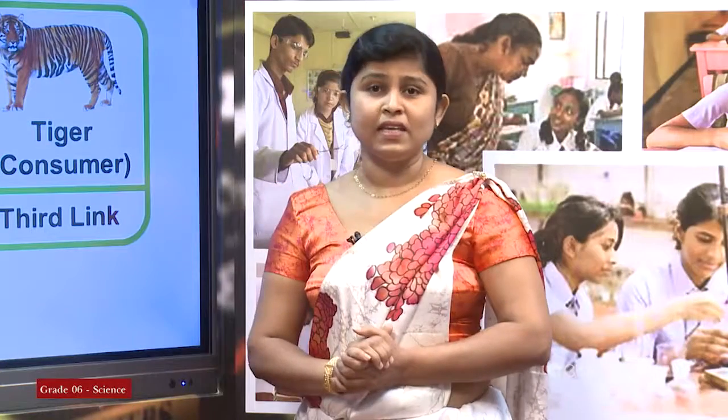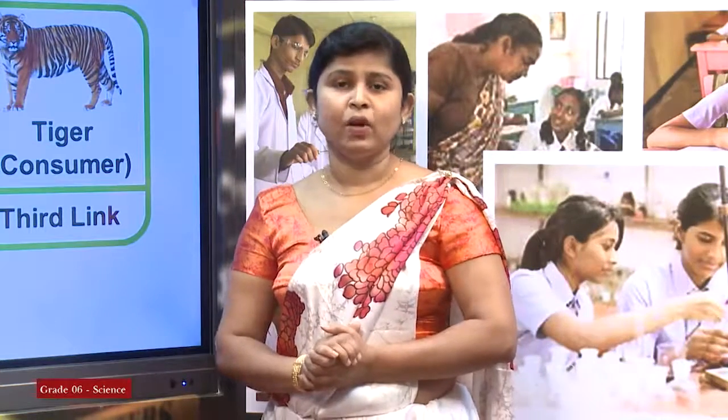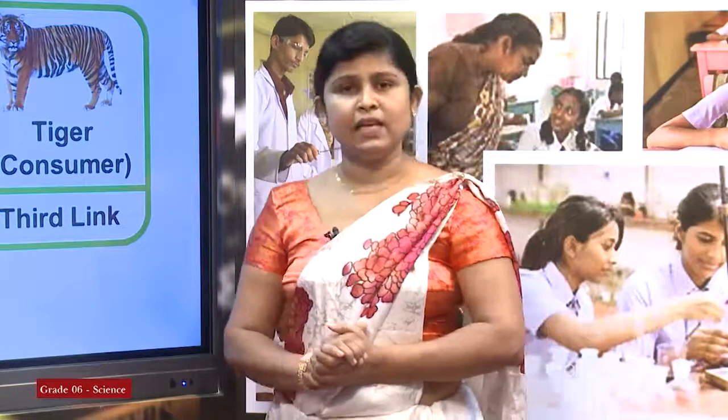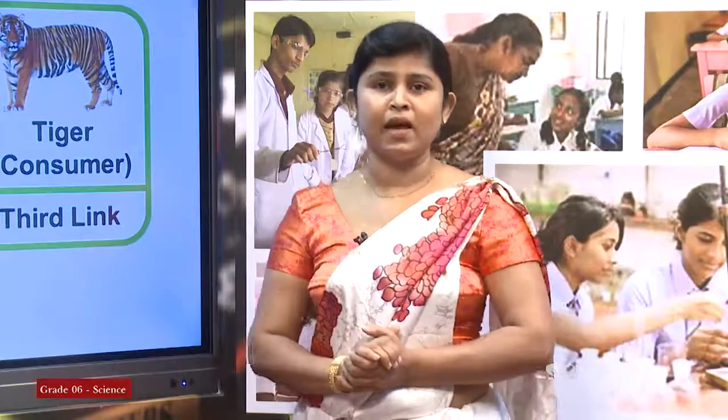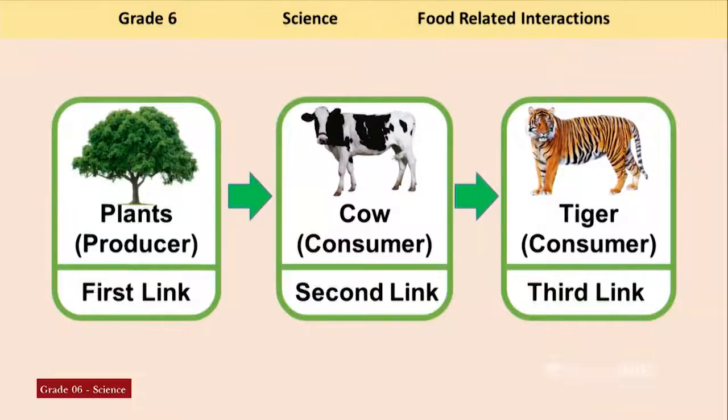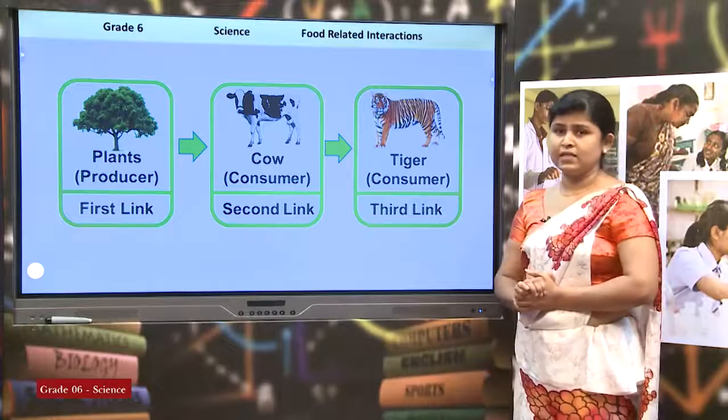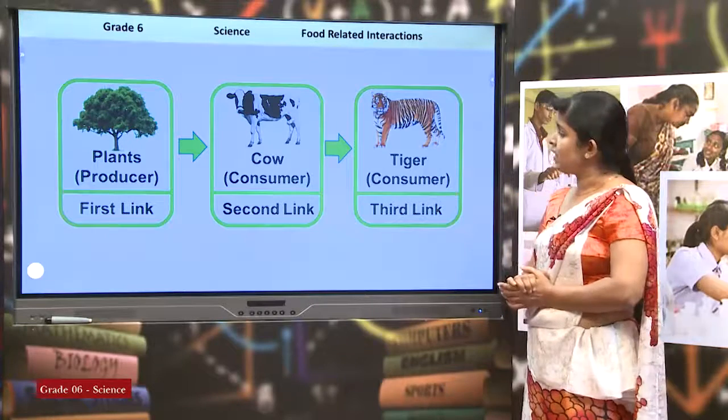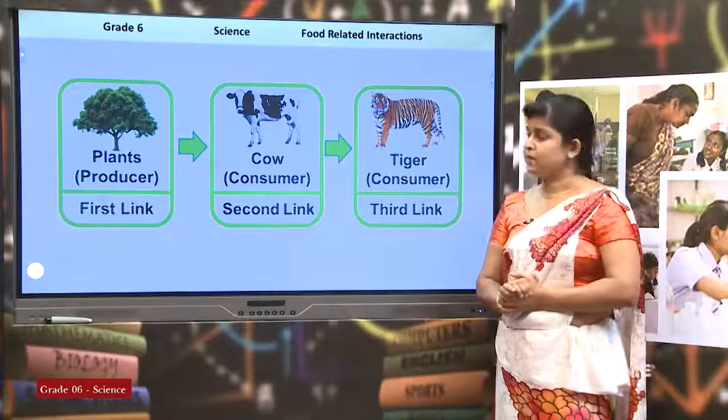As the plant is the producer, we call the plants producers. The second link is known as the consumer, as it is consuming the plant, and the third link is considered as the consumer also. So you can say that the first link is the producer and the second links are consumers.